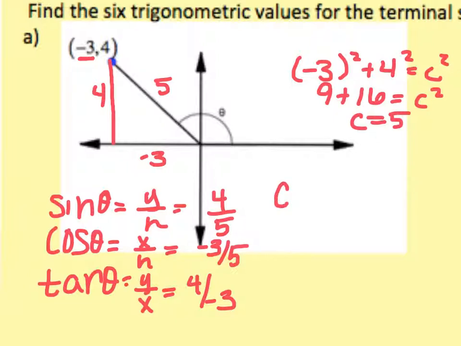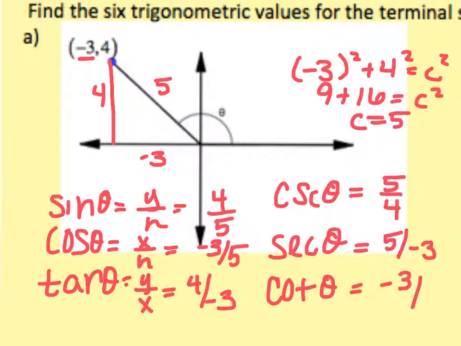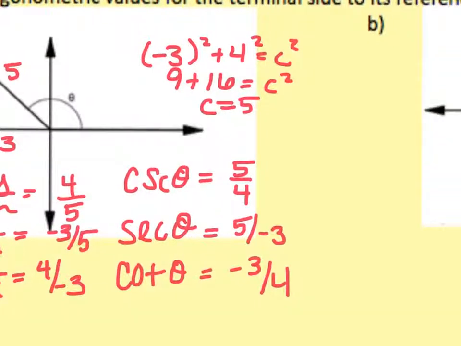So now I'm going to do cosecant. Cosecant is the reciprocal of sine, so I'm just going to take what I found from sine and flip it. Same thing with cosine. Its reciprocal is secant, so I'm going to take that and flip it. And same thing with cotangent. I'm going to take what I found in tangent and just flip it. Why don't you try B and then press play to check your answers.